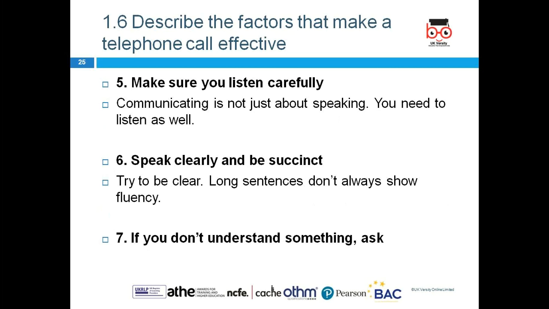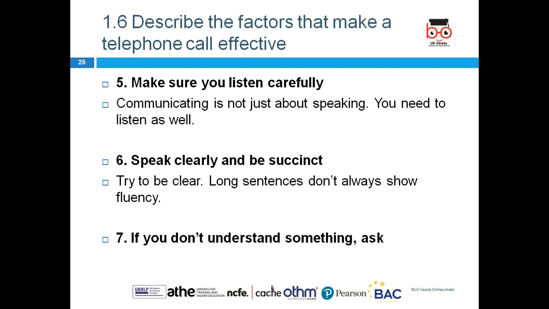Listen carefully. So again, like we said, communicating isn't just about speaking, you need to listen as well. Speak clearly, be clear, and you don't always have to have long sentences to show what you're talking about.